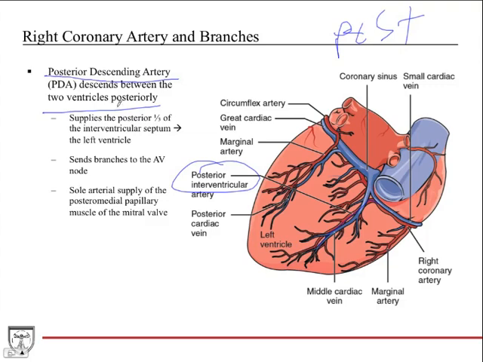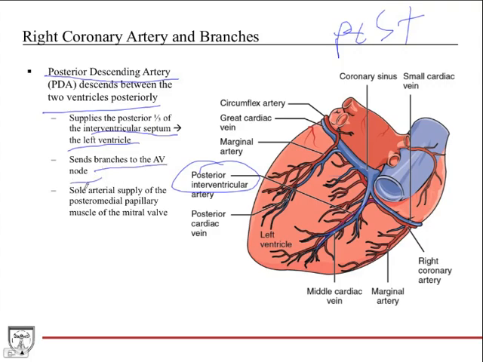And this is really important. It supplies the posterior 1/3. Remember, the LAD supplied the anterior 2/3 of that interventricular septum. The PDA supplies the posterior 1/3, the remaining. And then it also helps supply the left ventricle. It sends branches to the AV node as well.